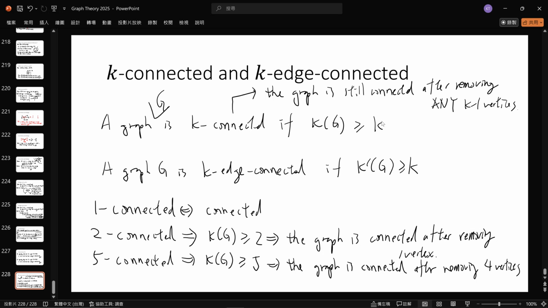Okay, let's just apply the definition up there. One-connected means kappa G is at least 1. So if kappa G is at least 1, this means the graph is connected, right? Because you need to remove at least 1 vertex. If you do not remove anything, the graph is connected, okay? Yeah, that's it. So it's connected.